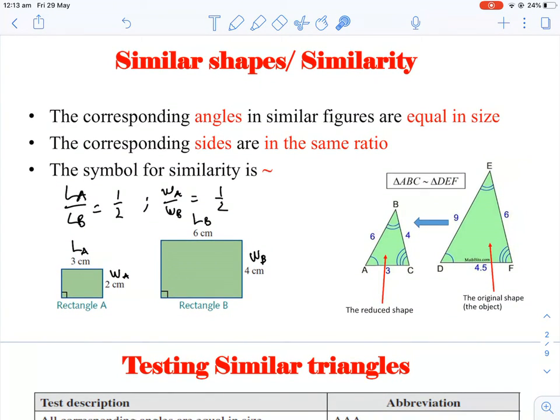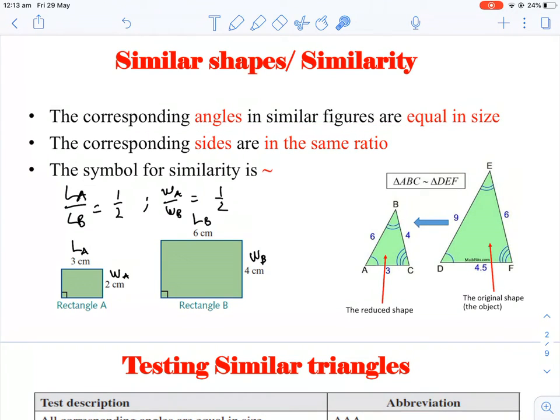Similar shapes have some features: the angles of the similar shapes have to be equal, and the sides are in the same ratio. For example, the two rectangles have 4 right angles, which is 90 degrees. So they satisfy the first requirement.